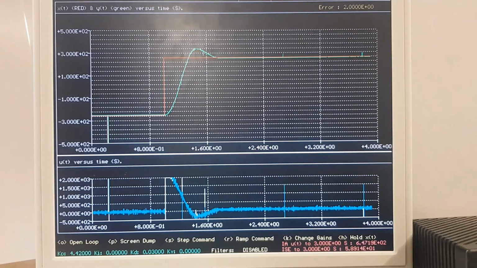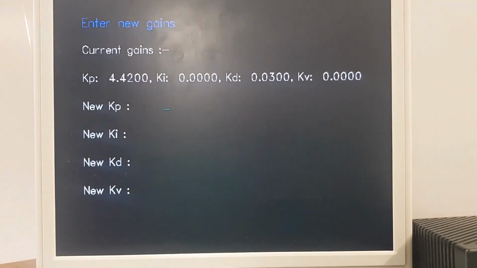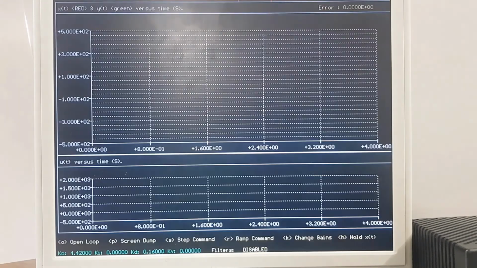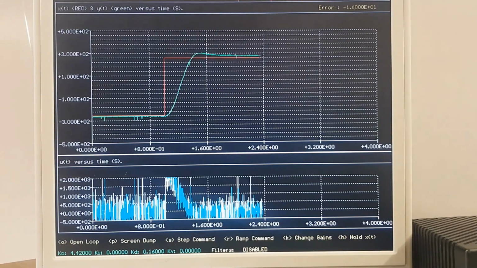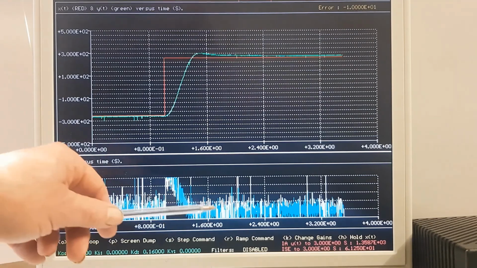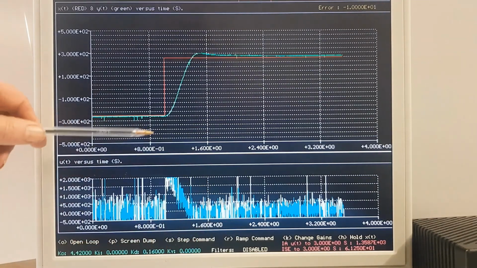So we can do that by Kp 4.42, Kd 0, and 0.16. So notice now there's even more noise on here, and this is the response we've got.